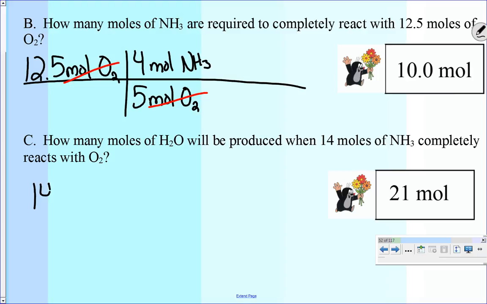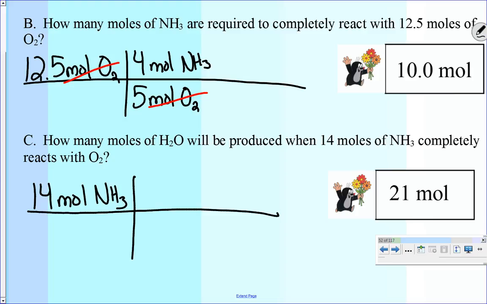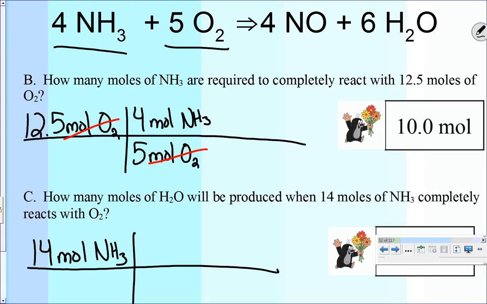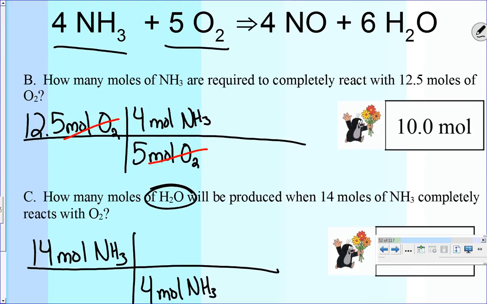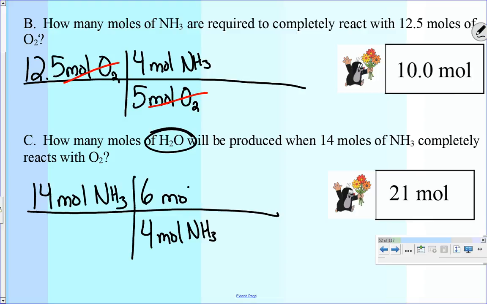Our starting amount is 14 moles of NH3. Our number that goes with NH3 for moles is 4 in the reaction. So we got 4 moles of NH3 on the bottom. And then we actually want to compare this with H2O. The reacts completely with oxygen, or completely reacts with oxygen, just means we have plenty of oxygen. So we're not actually concerned with that in this problem. So in front of water we have a 6. So we're going to do 6 moles of H2O. Cancel our moles of NH3. 14 times 6 divided by 4 should give you 21 moles.